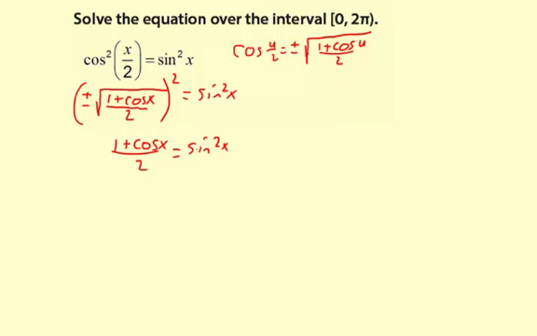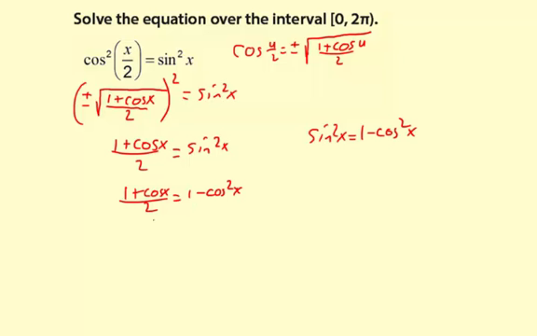Okay, now I'm looking at this and I can see that we have a cosine and a sine squared. Well, to solve an equation you really want it in terms of one trig function. So what I'm going to do is apply the Pythagorean identity. Sine squared of x equals 1 minus cosine squared of x. Okay, so I'm going to apply that. It'll be 1 plus cosine of x all over 2 equals 1 minus cosine squared of x.